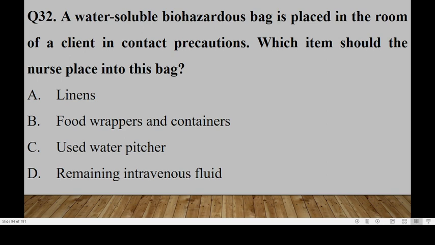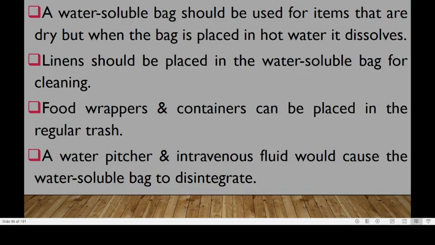A water-soluble biohazard bag is placed in the room of a client on contact precautions. Which item should the nurse place in this bag? The linen. A water-soluble bag should be used for items that are dry, but when the bag is placed in hot water, it dissolves. So linen should be placed in the water-soluble bag for cleaning. Food wrappers and containers can be placed in the regular trash. A water pitcher and intravenous fluid will cause the water-soluble bag to disintegrate.